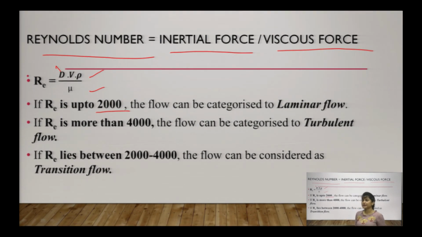And if this value rises to 4000 or more than 4000, then it is considered as turbulent flow. And in case the value lies between 2000 and 4000, it is neither laminar nor turbulent, and that situation is termed as transition flow, or you can say the type of flow is getting transmitted from laminar to turbulent one.